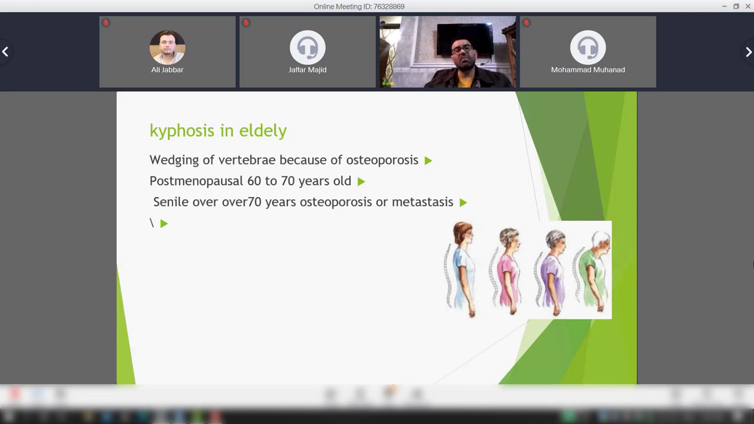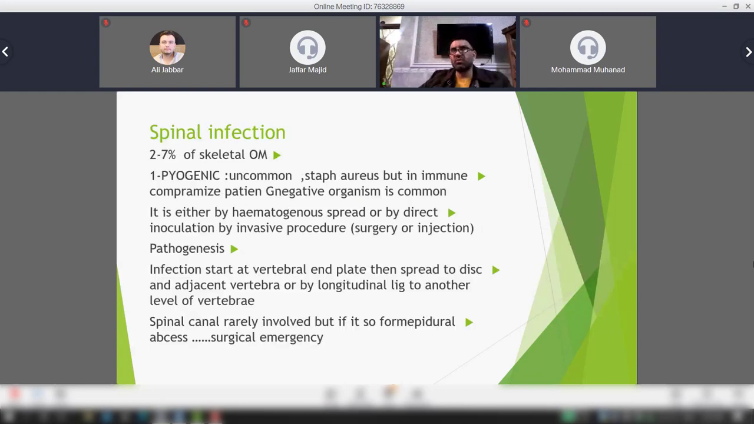Elderly, these senile patients, we said most of them get an osteopathic type of kyphosis and scoliosis because of osteoporosis or osteomalacia. We see two types: postmenopausal kyphosis in females, or senile kyphosis in males, each according to age. Also in the senile, metastasis or osteoporosis can occur, and you know what osteoporosis means. Any question about the scoliosis and kyphosis?